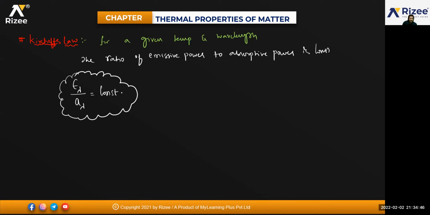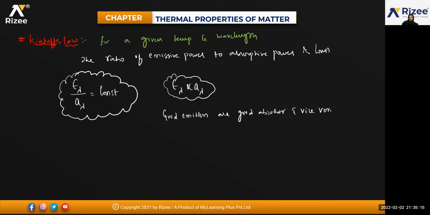That is some constant I am taking right now. So I can say that energy at a given wavelength will be directly proportional to the absorption at that given wavelength. That means good absorbers are good emitters, I can say. So good emitters are good absorbers, and vice versa also. So E at a given wavelength, whatever it is emitting, is directly proportional to absorptive power.